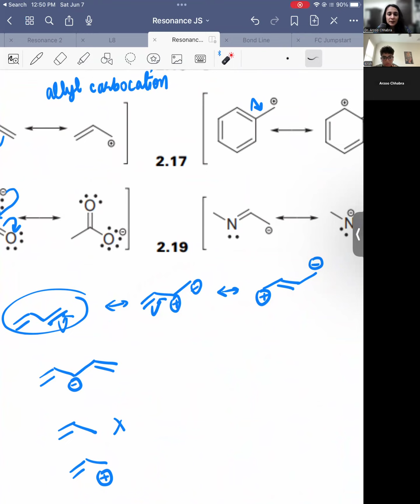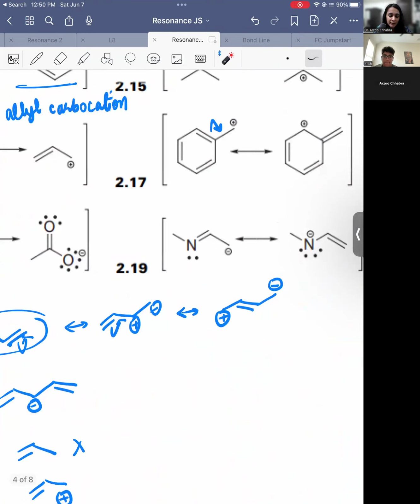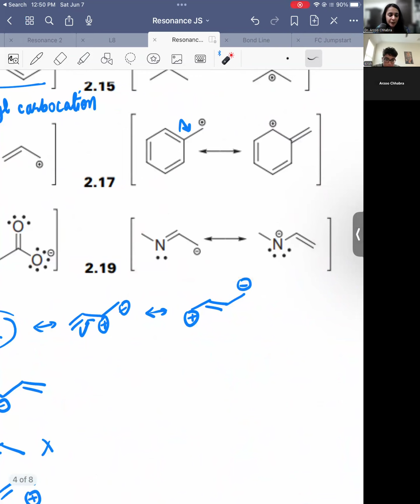All right, so then let's look at 2.19 and see how we would draw the arrows to go from one structure to the other.